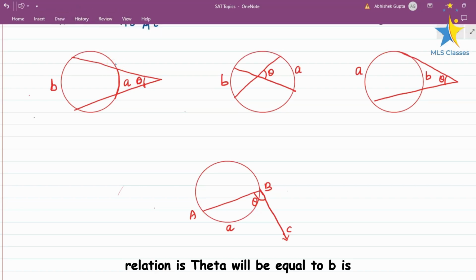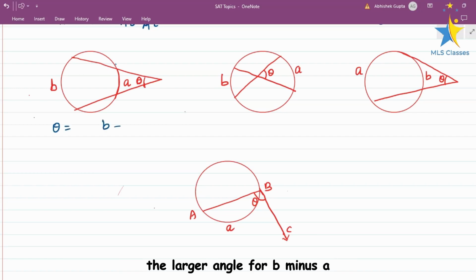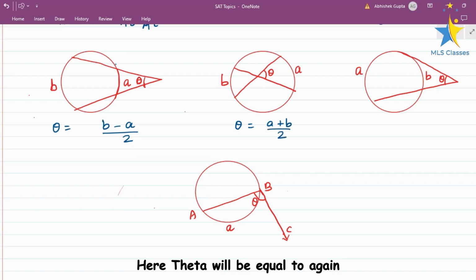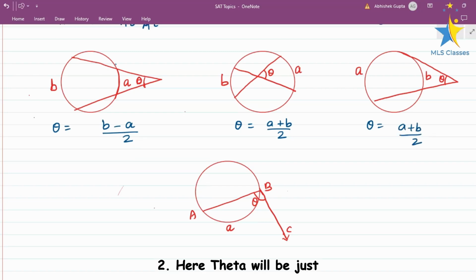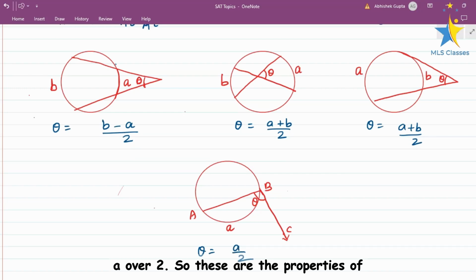Here the relation is theta will be equal to B minus A over 2, where B is the larger angle. Here theta will be equal to A plus B over 2. Here theta will be equal to again A plus B over 2. Here theta will be just A over 2. So these are the properties of circles.